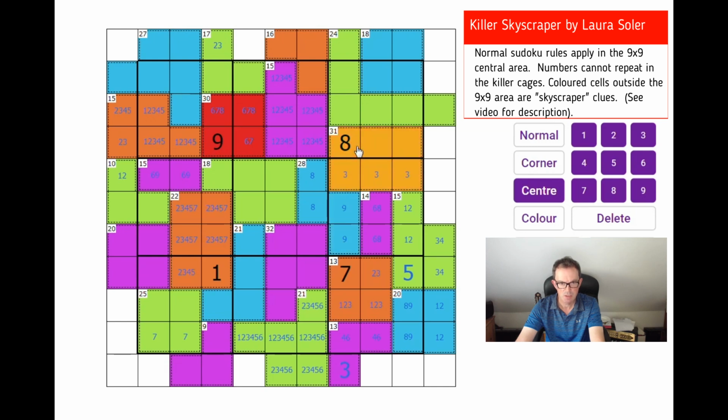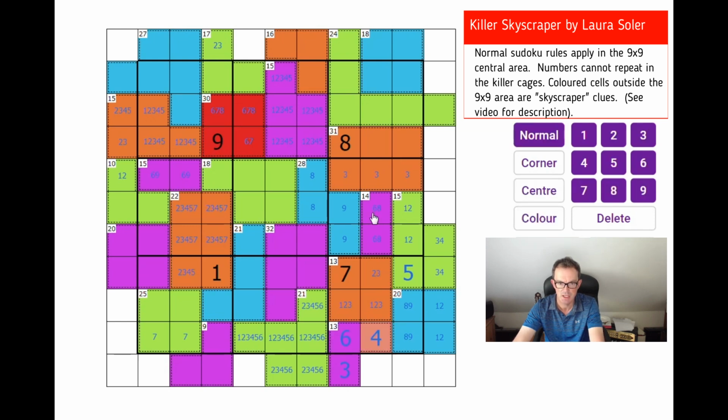So it's not in the 31 cage. Because of this 6, 9 and this 9 here, there is no 9 in the 31 cage. So where is it possible the 31 cage doesn't contain a 6? And in fact, I've just seen we've got 6, 8 here, so that in fact is a 6.